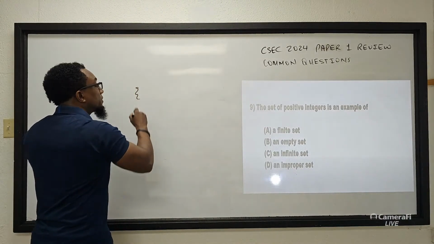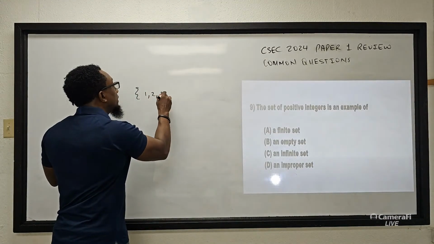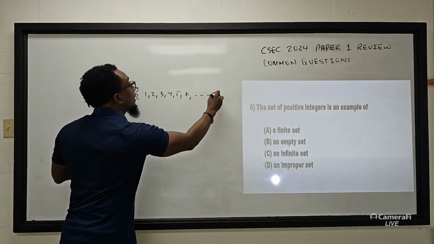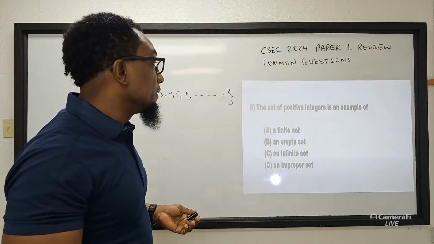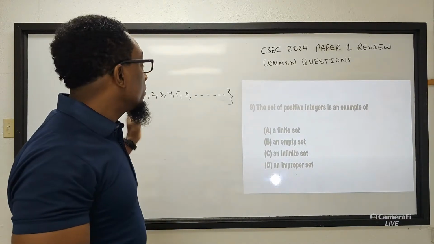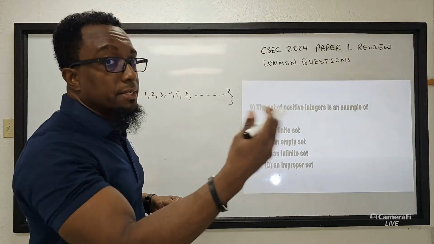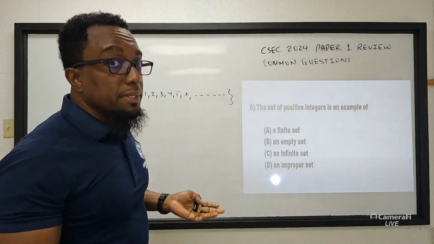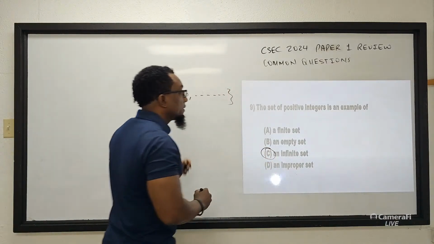So you know that, of course, with the integers, you're looking at positive numbers, you will have 1, 2, 3, 4, 5, 6, dot, dot, dot. You don't know where it's going to stop, a set of positive integers. And this set is said to be an infinite set because there's continuity, but we don't know where we're going to end. Alright, so therefore, this is an infinite set, which is C.